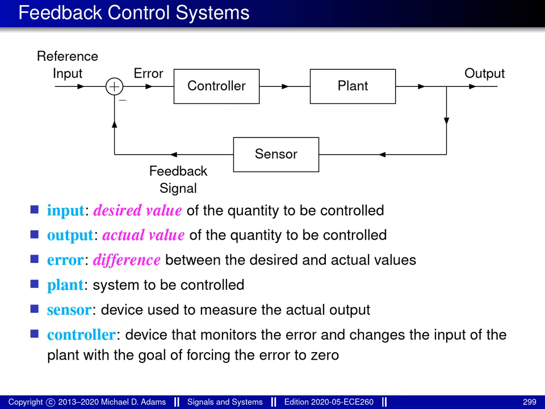To make some of the ideas introduced here more concrete, let's consider a simple example. In particular, let's consider a thermostat system. A thermostat system is an example of a control system where the quantity being controlled is the temperature of a room. So the output of the system is the actual temperature of the room, and the input of the system is the desired temperature of the room, which is specified by the thermostat temperature setting. The goal of the control system in this case is to force the actual temperature of the room to be as close as possible to the desired temperature.